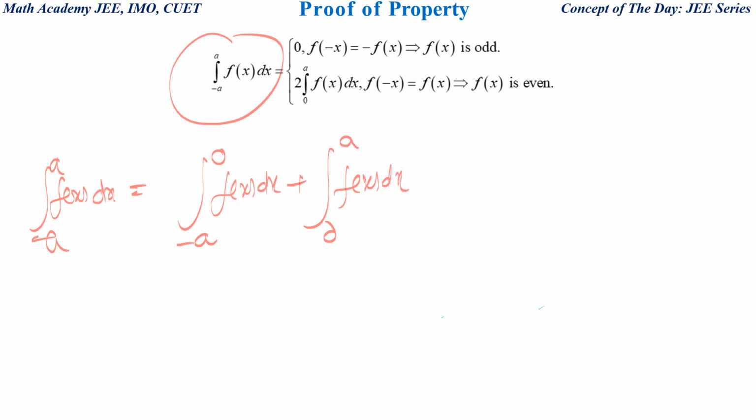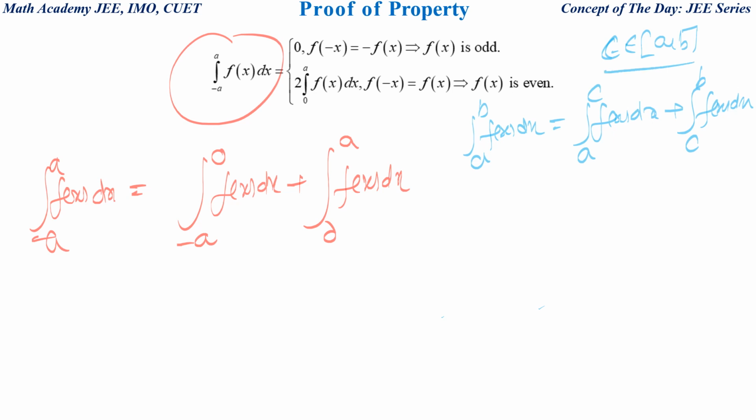dx. You know, there is one famous property in definite integration. If there is a continuous function in the interval a to b, then you can break the limit of integration into a to c of f(x) dx plus c to b of f(x) dx, where c lies between a and b. Okay, so we recall this property in order to simplify and prove this odd-even property.